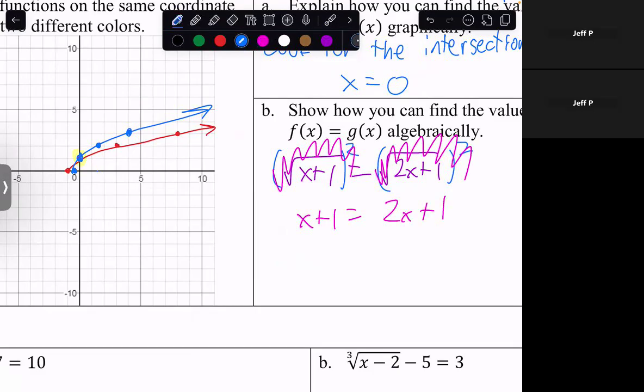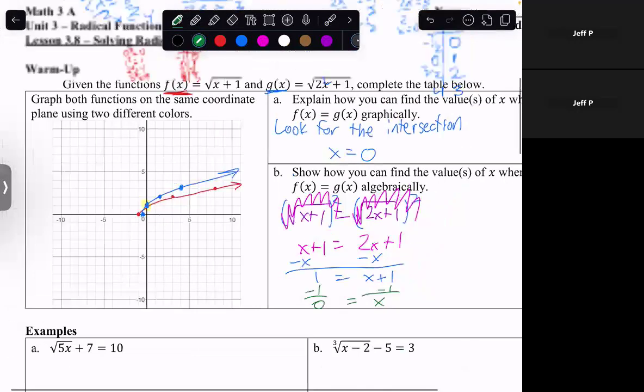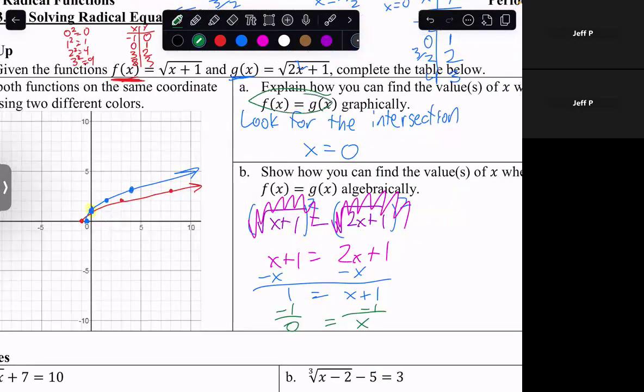Since we have x terms on both sides, we want to get them all on one side. So let's take away x from both sides. And then to get the x by itself, we need to undo the plus 1. So we'll subtract 1 from both sides. Algebraically, we were solving the exact same problem, so it's good that we get the exact same answer.